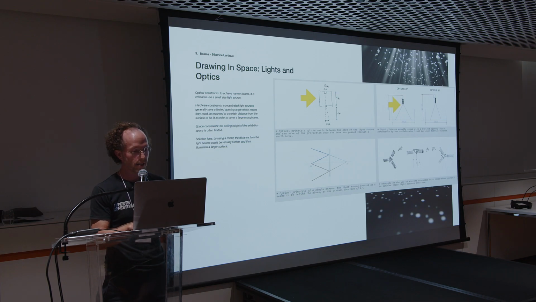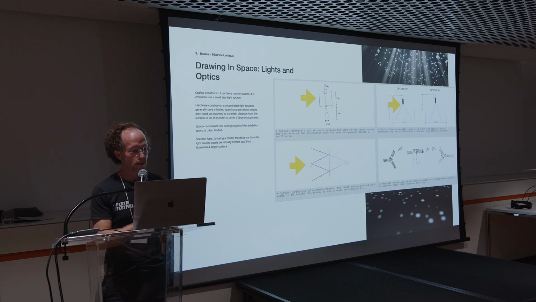Second, hardware constraints with lighting fixtures. Concentrated light sources generally have a limited opening angle, which means they must be mounted at a certain distance from the surface to be lit in order to cover a large enough area. And there are often spatial constraints with where you can mount your lights, with the limitations of ceilings and galleries.